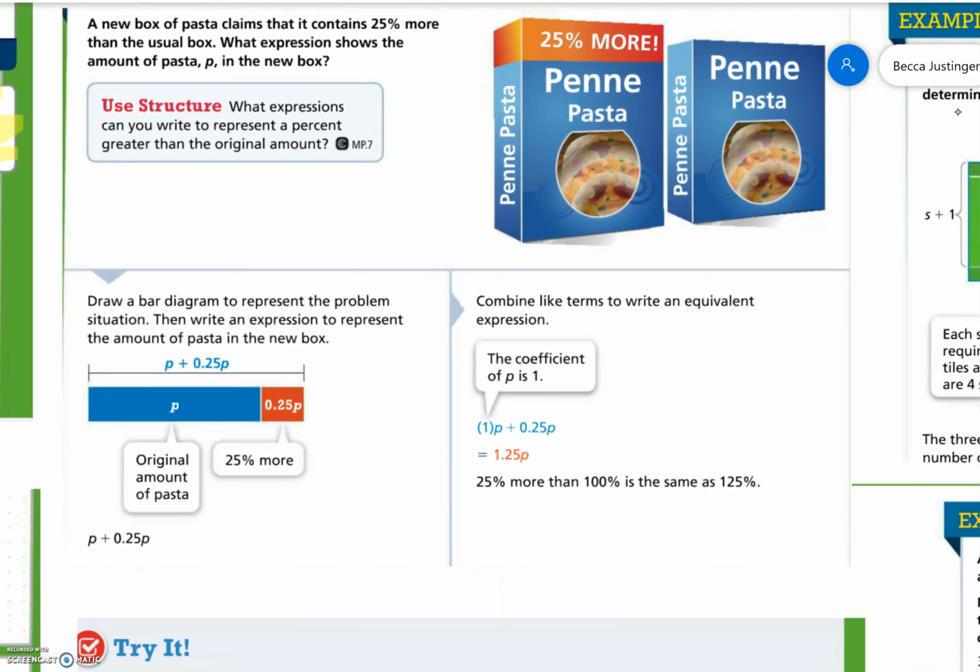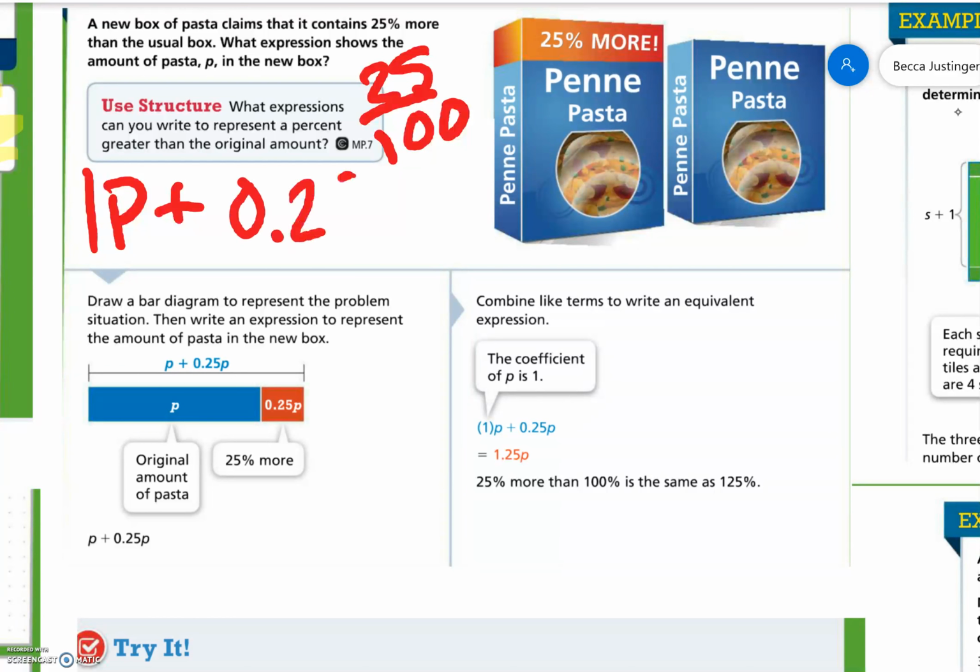A new box of pasta claims that it contains 25% more than the usual box. What expression shows the amount of pasta P in the new box? Well, we have our old box, that's P, and we want to add, that's 1P, add the 25%. Remember, 25%, we divide by 100. Dividing that by 100 will give me 0.25. But it's not just 0.25, like what, 0.25 what, noodles? It's 25% more than the original box. So we'd have to multiply the original box by 0.25.